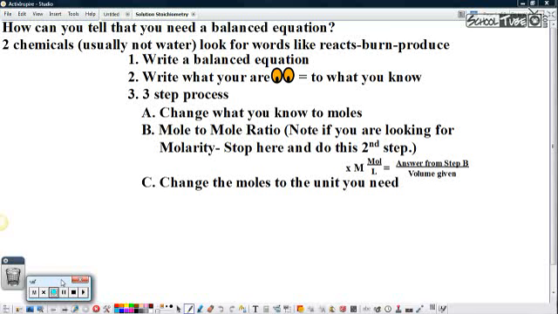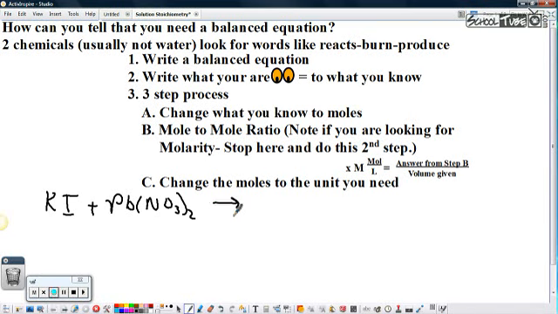How many chemicals are in that problem? 3? Okay, 3, you're right. So we have to read the problem and figure out what reacts together. What does react together? KI reacts with Pb(NO3)2. I know one of the products because it tells me something else here.